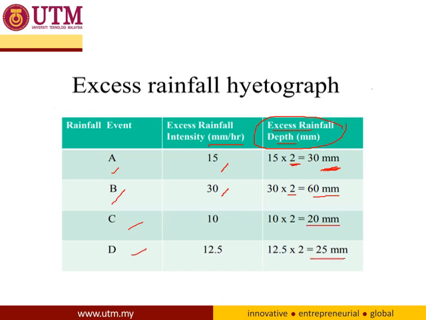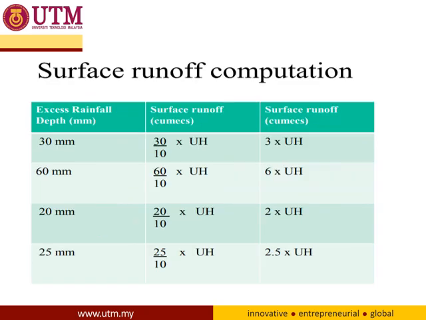This excess rainfall depth is the one which you need to use to get the hydrograph. So let's see the next step. Just recall that the unit for the unit hydrograph is meter cube per second per 1 cm. Remember, it's per 1 cm.